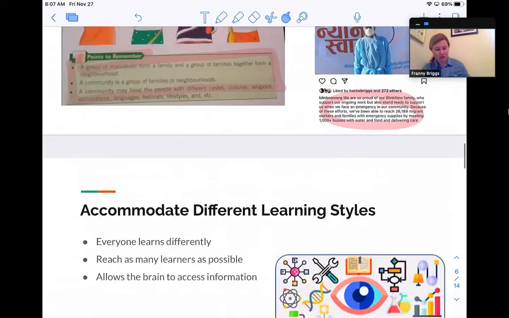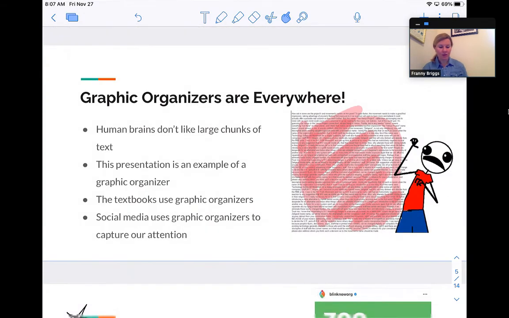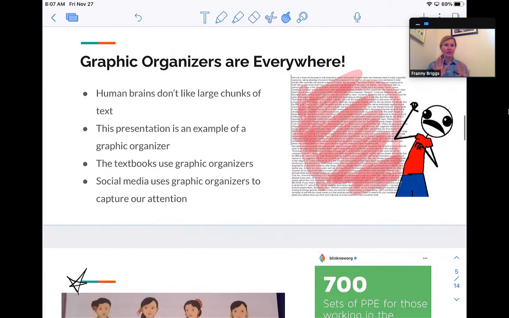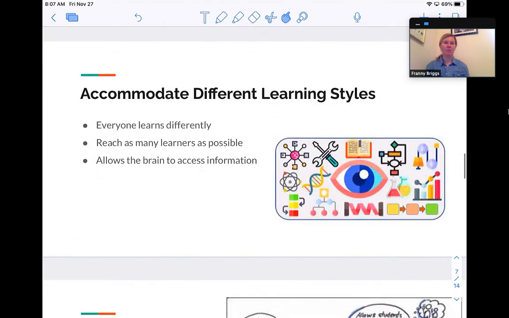Because maybe we do have some students that can read this and understand it and they'll be totally fine. But we have a lot of students where even just seeing that large chunk of text, they're like, whoa, right? So it's our job to help them. It's our job to help make the information more accessible so that more students are learning and understanding.